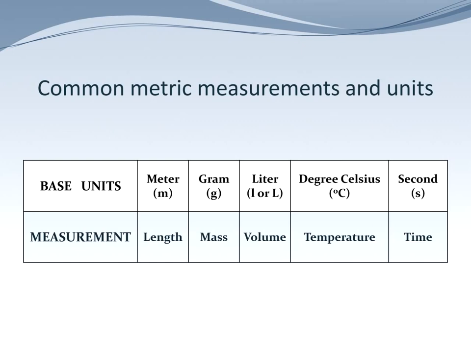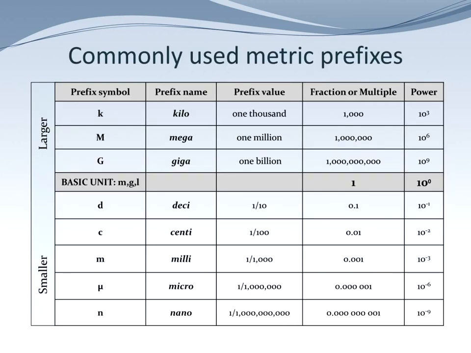Here are some of the commonly used metric measurements and their basic units. The basic metric measurement for length is the meter. For mass, the gram. For volume, the liter. For temperature, degrees Celsius. And for time, seconds. Prefixes are used to describe a power of 10 that is larger or smaller than the basic unit. This is a table of some commonly used metric prefixes and their corresponding symbols.